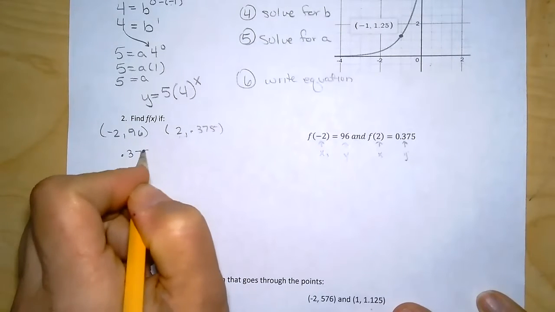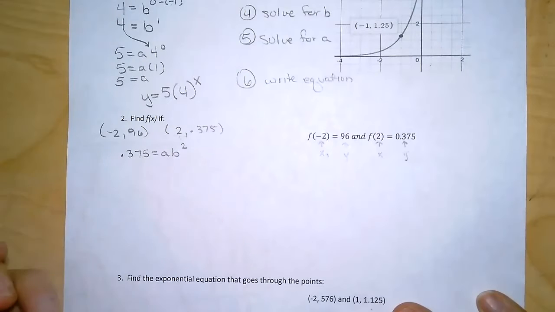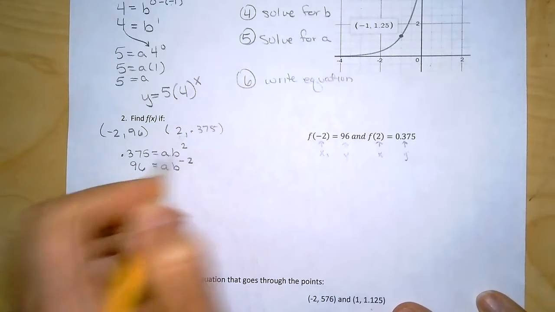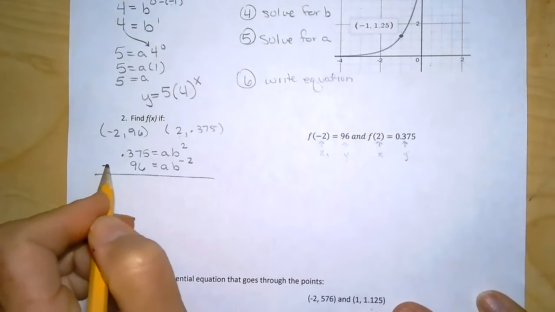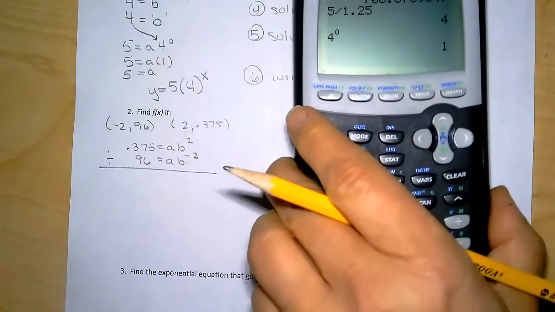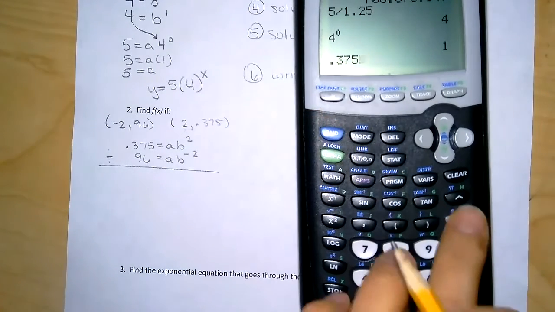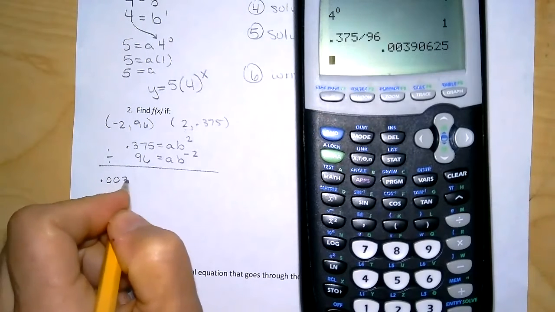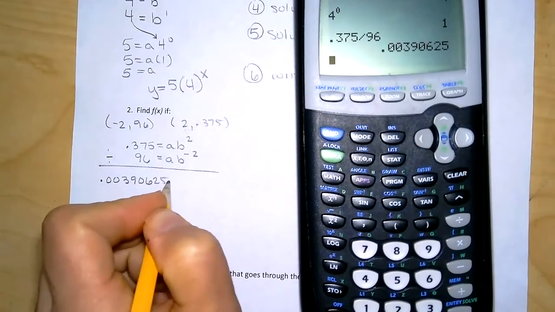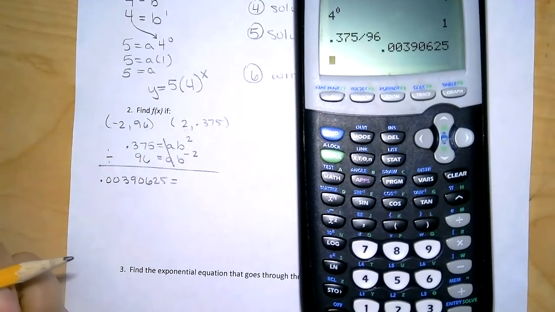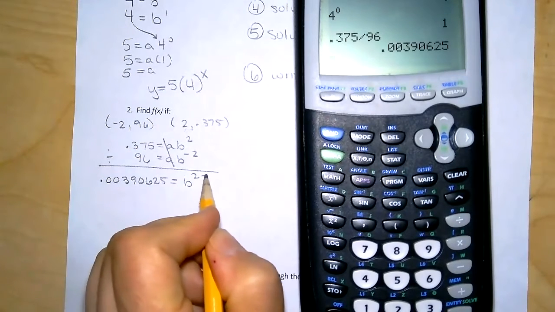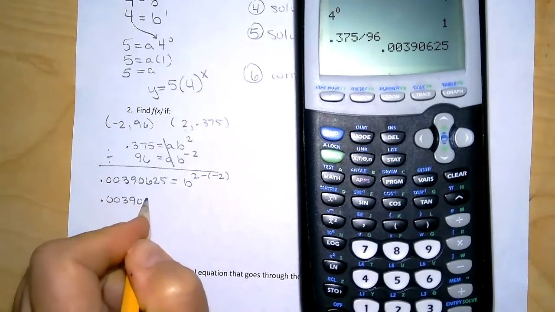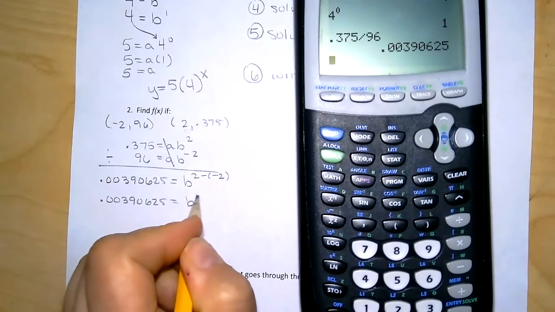So 0.375 equals ab squared, and 96 equals ab to the -2 power. Divide these and get my calculator out. 0.375 divided by 96. And I want to use the whole decimal, guys, don't round. Again, the a's are going to cancel. And I have b to the 2 minus -2. So that's 0.00390625 equals b to the 4th power.